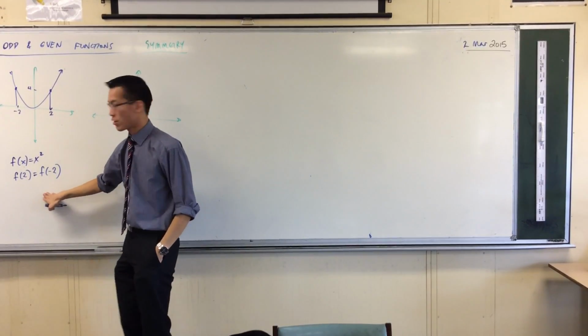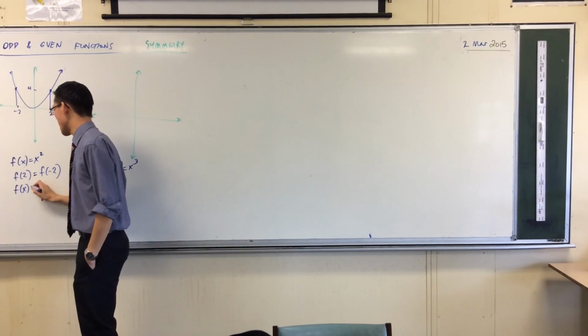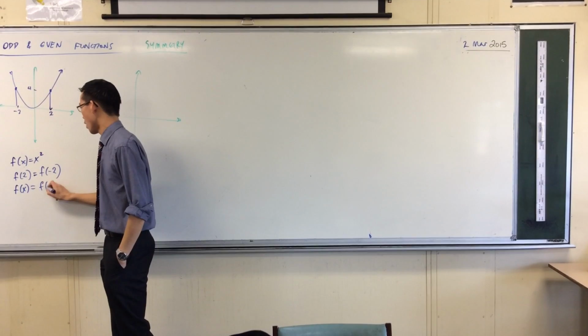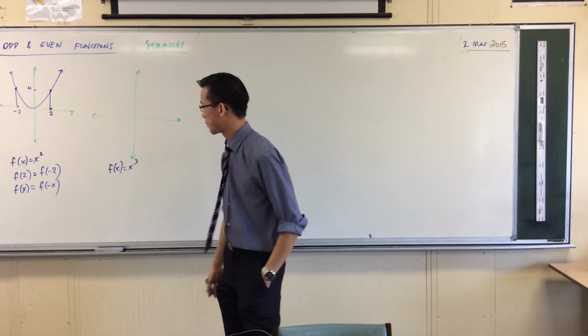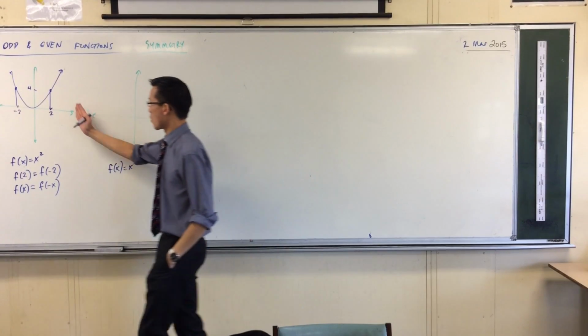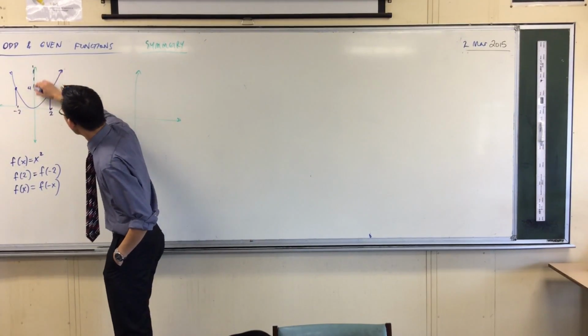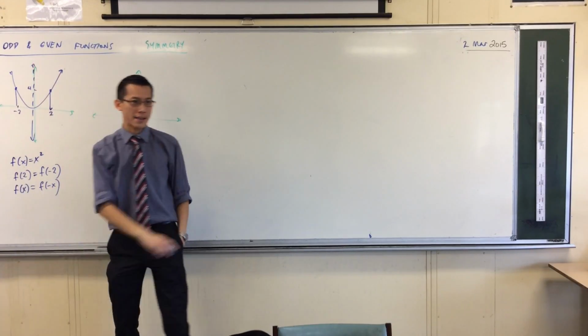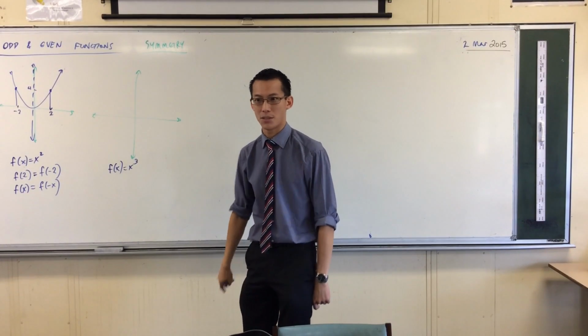So I can state this generally. I don't just have to put particular values. I can say f of x equals f of minus x for any value of x, right? That's what gives this what we call reflectional symmetry, isn't it? It's symmetrical about the y-axis, okay? And we call this even symmetry. In a second, I'll ask you why.